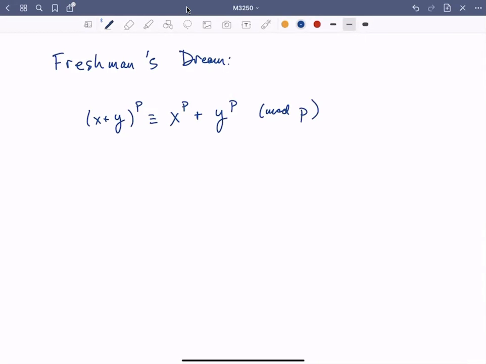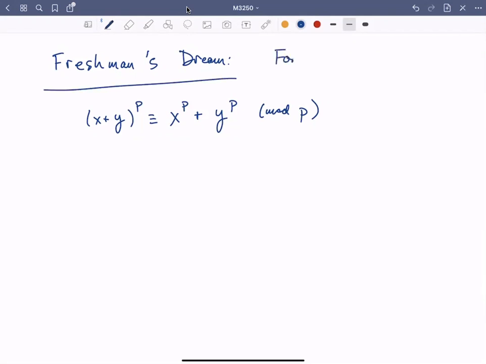The idea is that when you ask a freshman what (x+y)^2 is, oftentimes they say x^2 + y^2. And it turns out that that's true if you're working mod 2. So (x+y)^p is congruent to x^p + y^p mod p. Let's prove this.